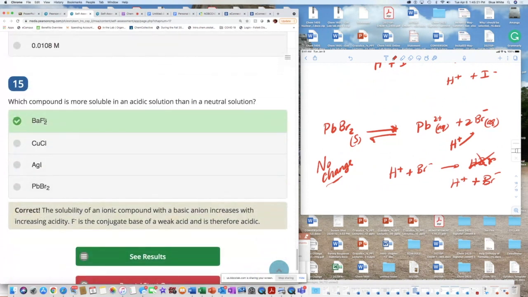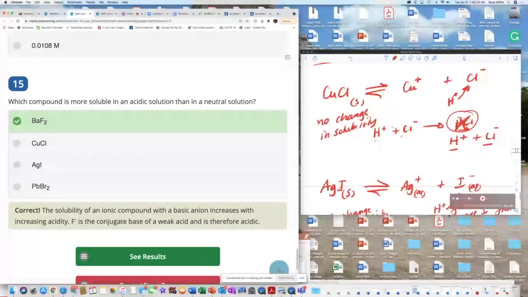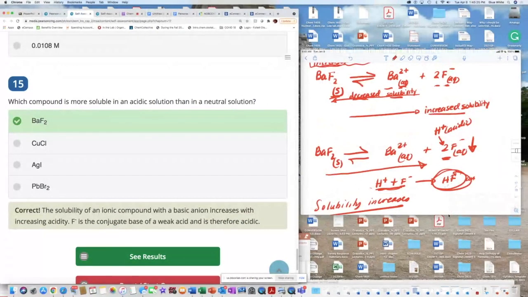Okay. But you can see here, in the first scenario, that was the only time where hydrogen ion was able to remove fluoride ion from solution. In doing so, it forced the equilibrium to shift to the right according to Le Chatelier's principle, thereby forcing the solubility to increase.